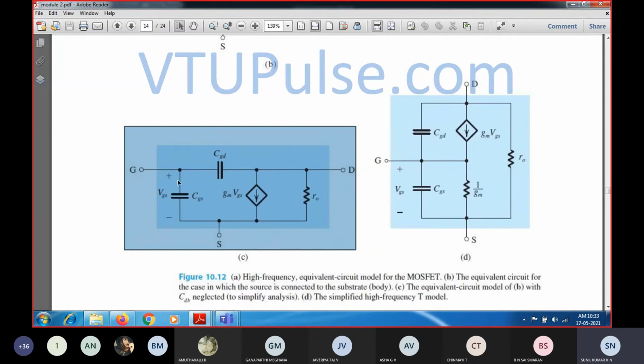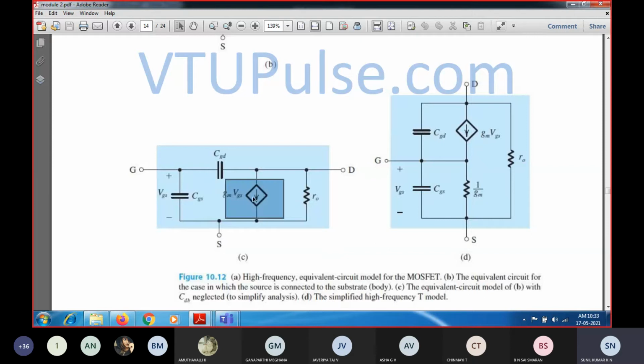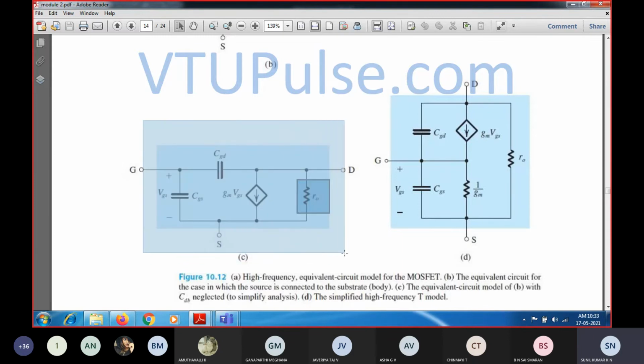So you will be having gate and source. If you remove this, CGS will not be there, as well as CGD. So finally you will be having the gate terminal and source terminal, between them the gate to source voltage, and from drain to source you're going to have a voltage controlled current source gm times VGS, and finally the output resistance, which is going to have a finite amount of resistance, that is ro. So this is nothing but a small signal equivalent circuit.